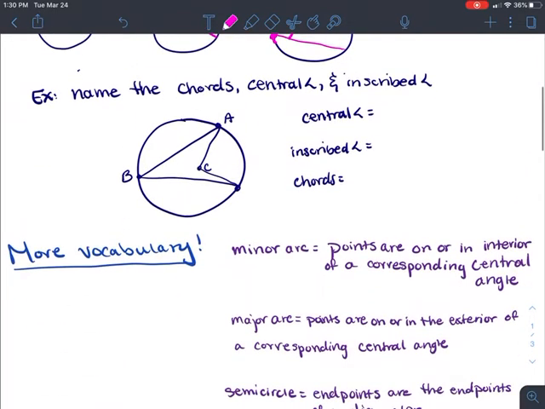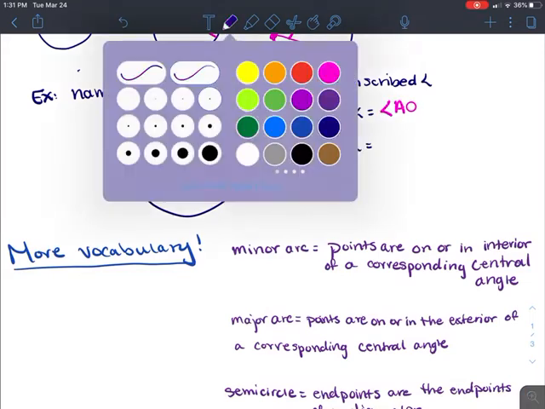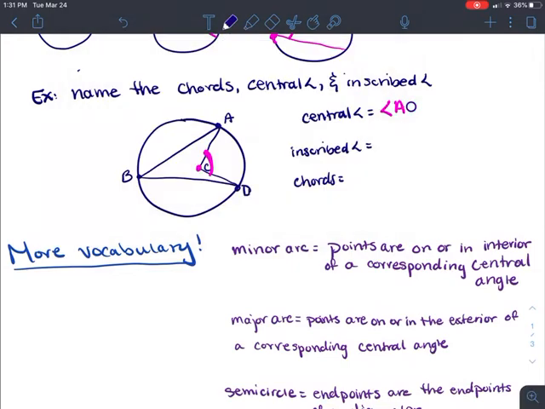Okay, so we're going to use that information to name the chords, central angle, and inscribed angles in this circle. I am going to find the central angle first. So here is the center, and my central angle is going to be right here, because that's the one that's facing out. So this is going to be angle AC, oh, and I forgot to label this as D. So angle ACD, all right?